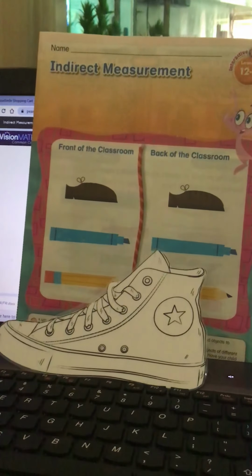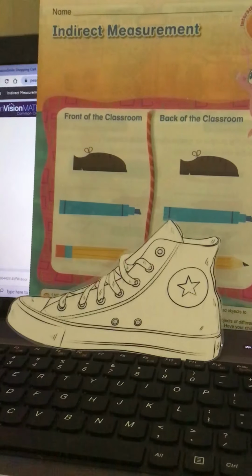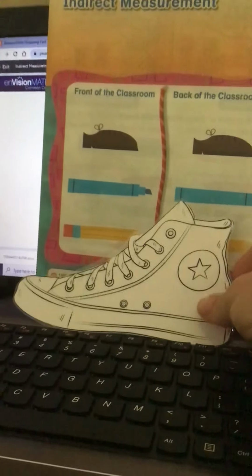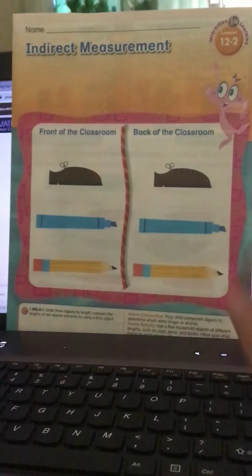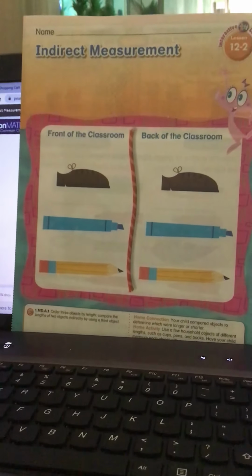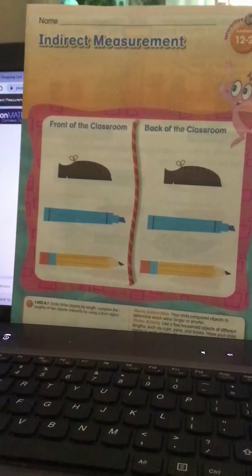So I would use something else to measure things that are not right next to each other. And if I looked on this page, it says front of the classroom, back of the classroom. So we would go to the front and the back of the classroom and measure some things with our rulers.